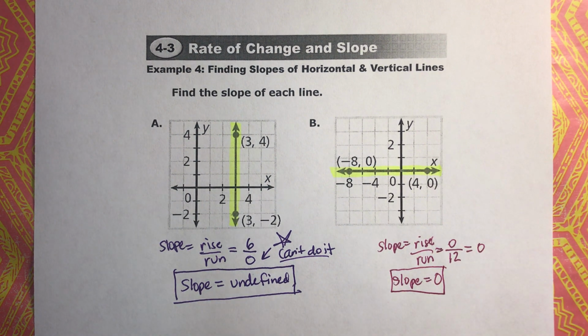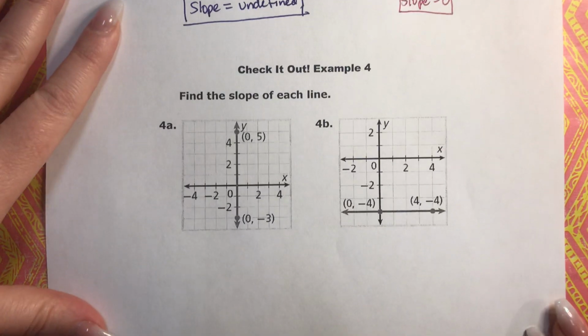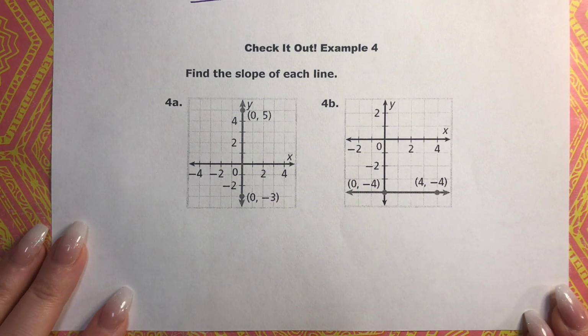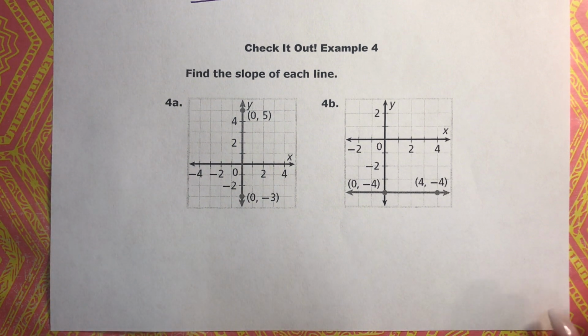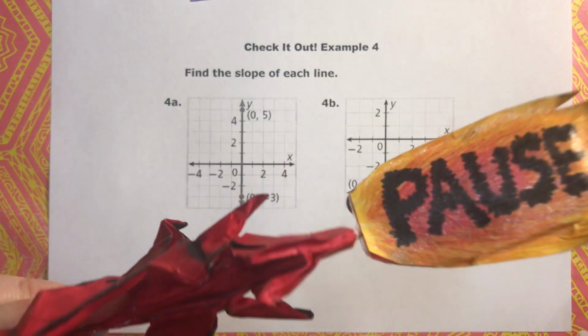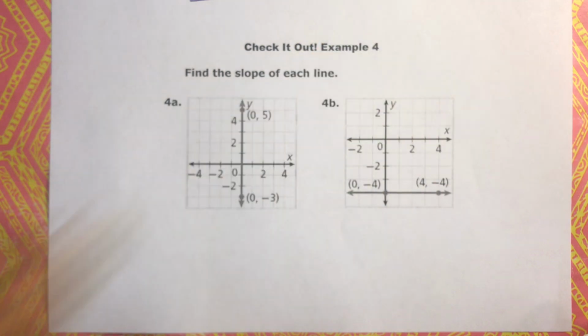All right? Now I want you to check it out for these 2 examples, 4A and 4B. You're going to find the slope of each line. Here's my friend the pause dragon. He reminds you to pause your device, work out those 2 problems, and find the slope. When you get done, press play and we'll talk about it.